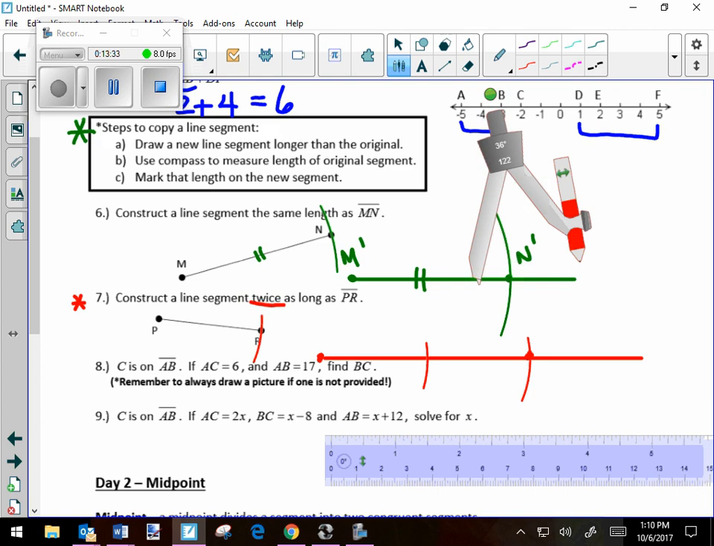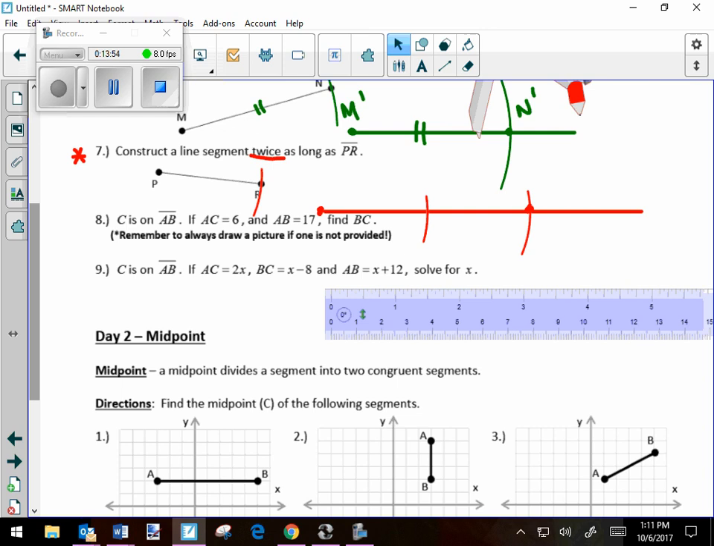This should be a very easy construction. We've talked about that before, how some of our constructions are very easy. This is one of those. If it said to make your new segment 4 times as long, you would do that same thing, but you would mark out 4 marks of the original.